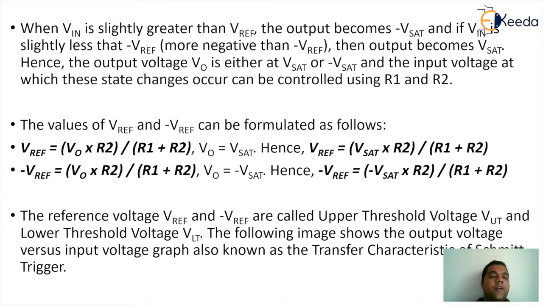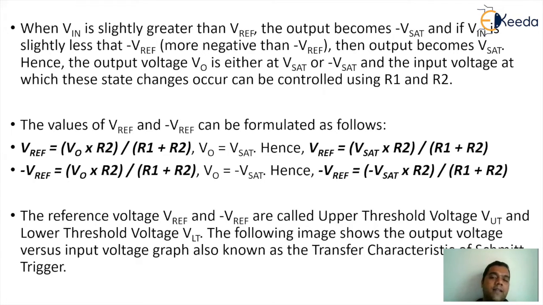As I've clearly mentioned, the reference value will be either a positive reference or a negative reference. The positive reference value will be defined as VO into R2 by R1 plus R2. The VO is taken as plus Vsat, so automatically the reference will become plus Vsat into R2 by R1 plus R2. On similar lines, minus Vref will come as minus Vsat into R2 by R1 plus R2.